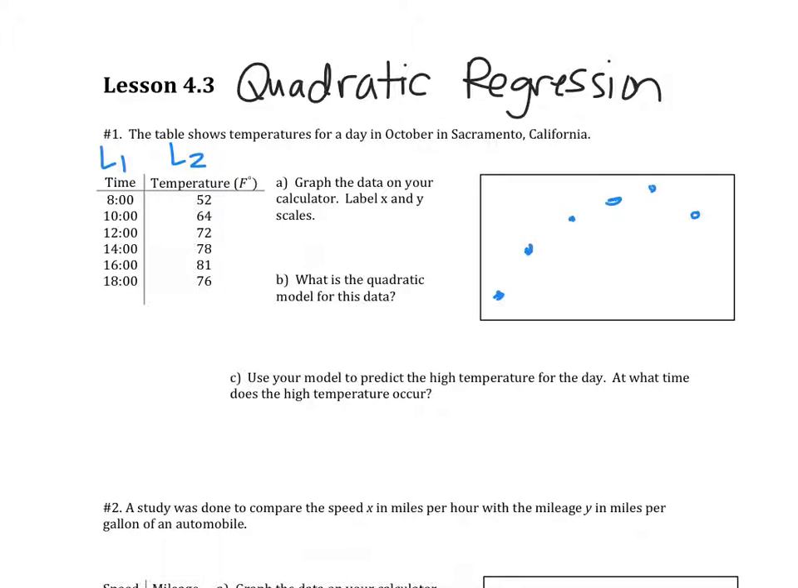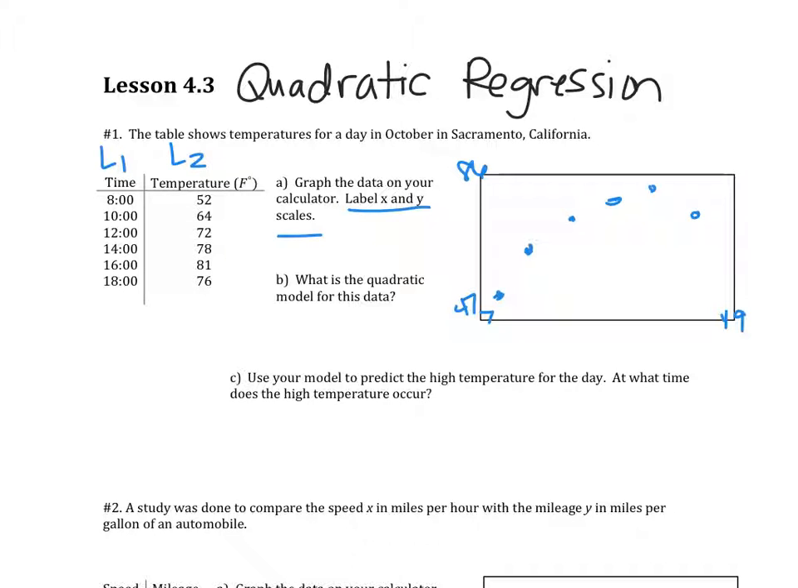Okay. It also says in letter A to label X and Y scales. Where am I going to find that information? Starts with a W. Good. Window. So my window says my X min is 7, so I'm going to write 7 to 19. The max is 19. And the Y min goes from 47 to 86. You don't have to put decimals in, you can just round, okay?